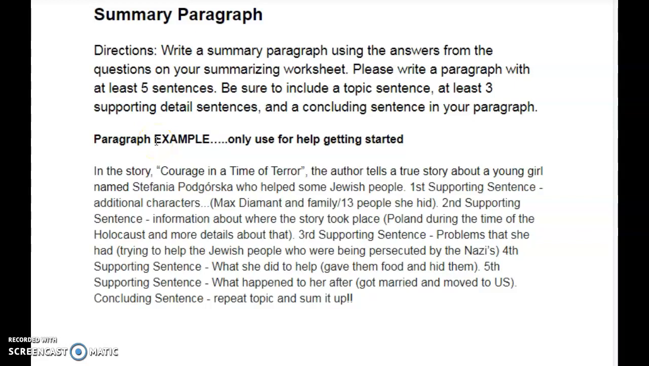Right, now that you are done answering all of the questions on your summarizing page, I am going to give you some extra information on how to actually write your summary paragraph. So you will need to start a new Google document and write your summary paragraph on your new Google document, and make sure that you attach that to your assignment when you turn it in.